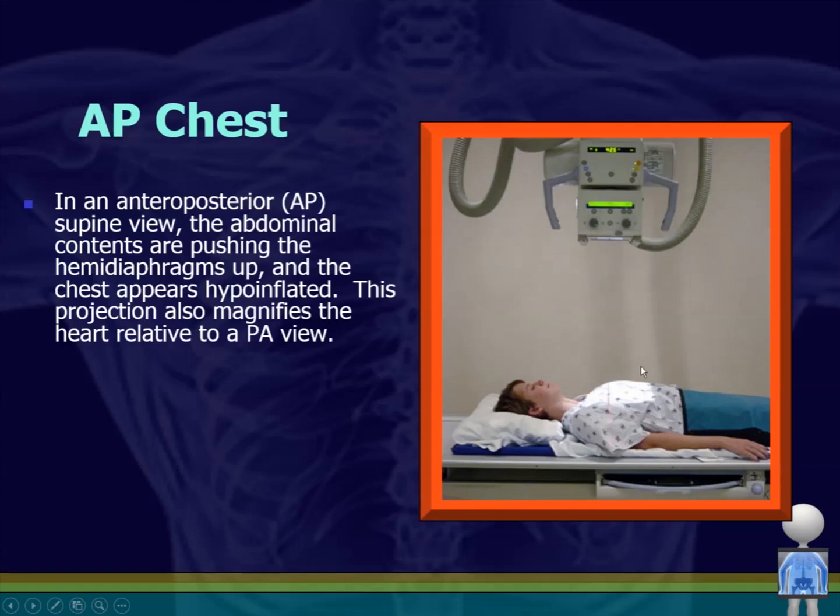So again, as the patient lies down in an AP view, you may see the abdominal contents shift upward, right, because they're not standing up, and that shortens this a little. It's harder to get a full inspiration. The heart size is a little bigger, and these are just some things that you have to consider when you're looking at an AP versus a PA.